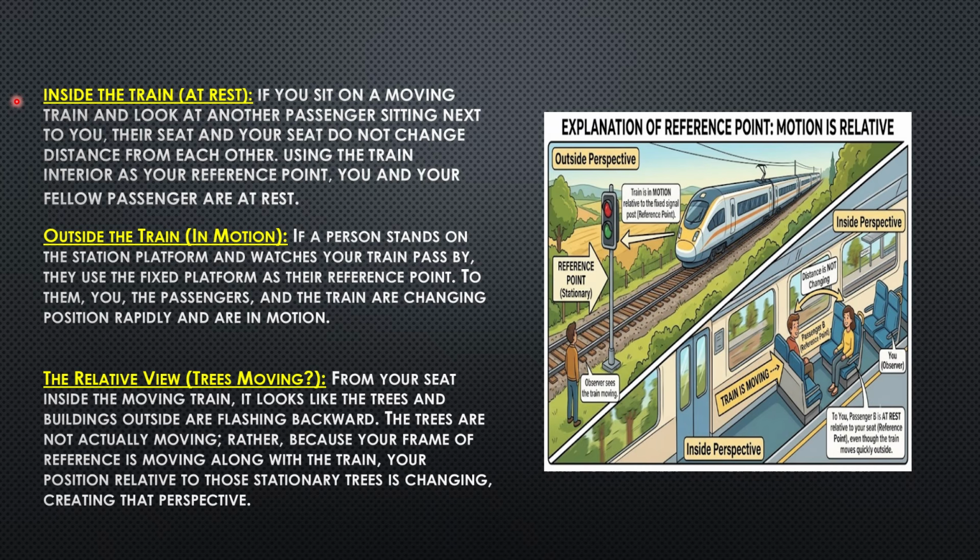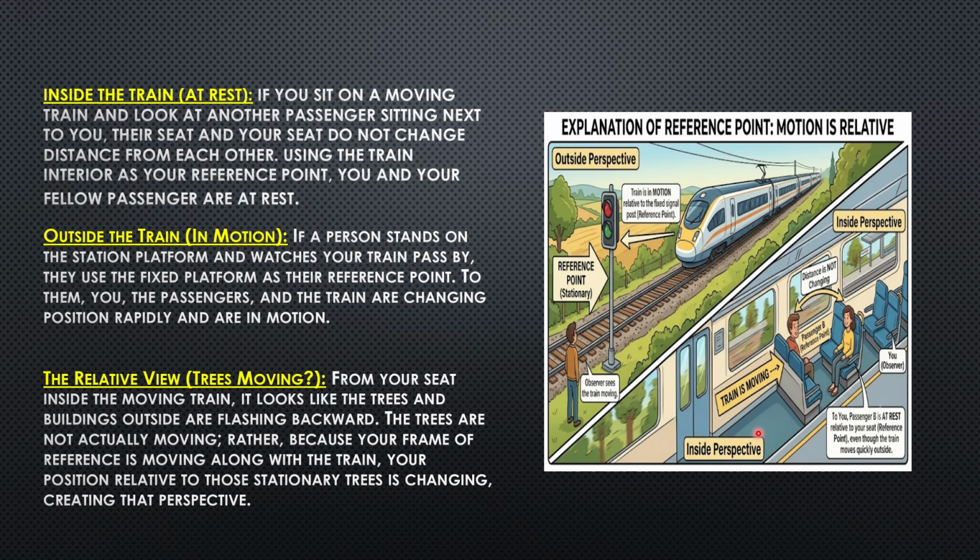Inside the train, if you are sitting on a moving train, look at the other passenger who is sitting next to you. Their seat and your seat do not change the distance from each other. Using the train interior as your reference point, you and your fellow passenger are at rest, because you both are sitting down and the distance between you and that fellow passenger is not changing. That means you both are at rest.